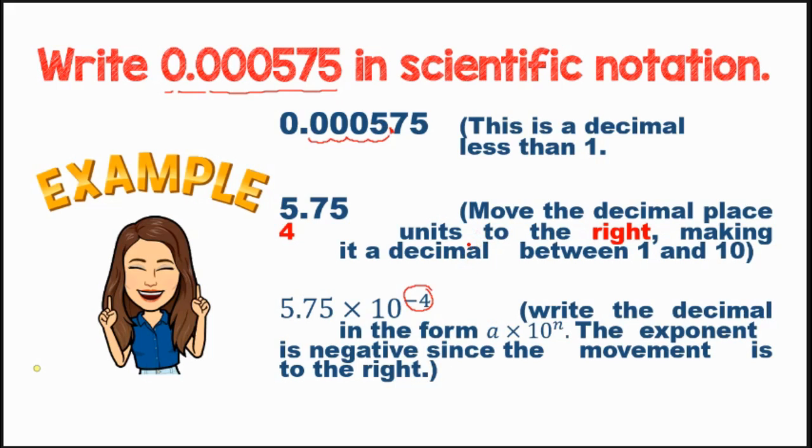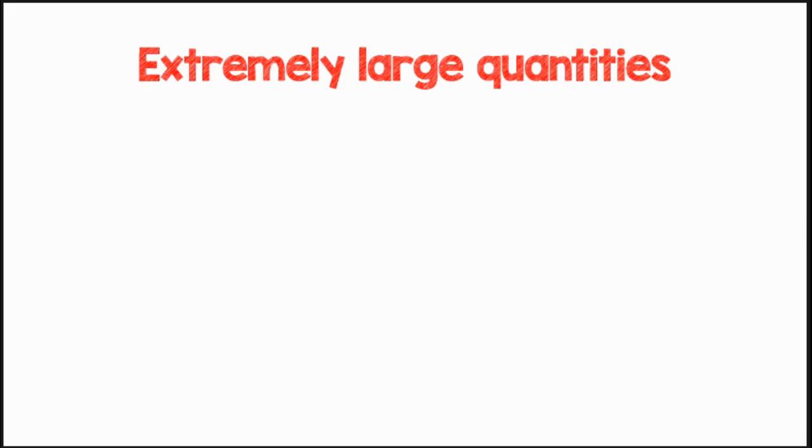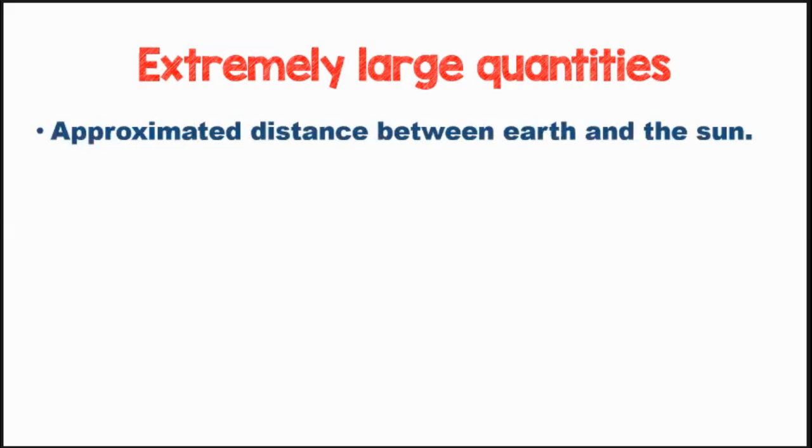To make it even more clear, let's go back to the extremely large quantities from our examples earlier. The approximated distance between Earth and the Sun is approximately equal to 149,600,000 kilometers. So let's represent this number in scientific notation. How many times are we going to move our decimal place, and in what direction? So I will just change the color of my pen. Just wait a moment.